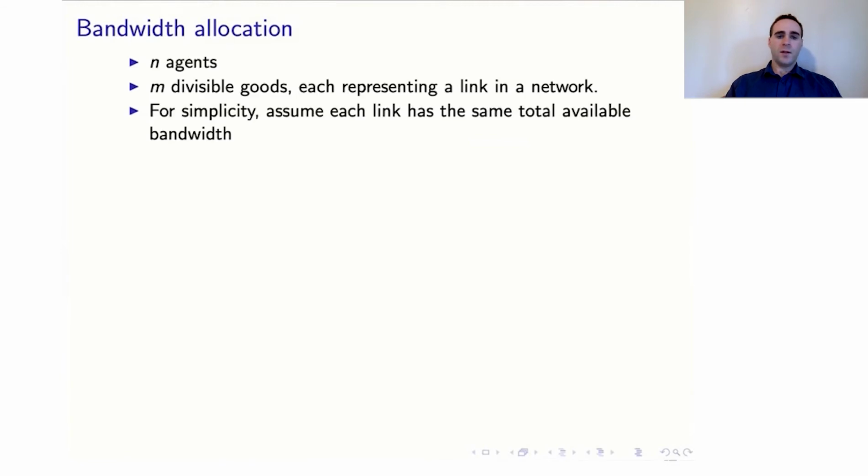Okay, so what is bandwidth allocation? We'll assume there are n agents and m divisible goods. Each represents a link in a network. Each link has the same total available bandwidth. That's just the assumption we're going to make in the talk, but it can easily be extended to a more general case.